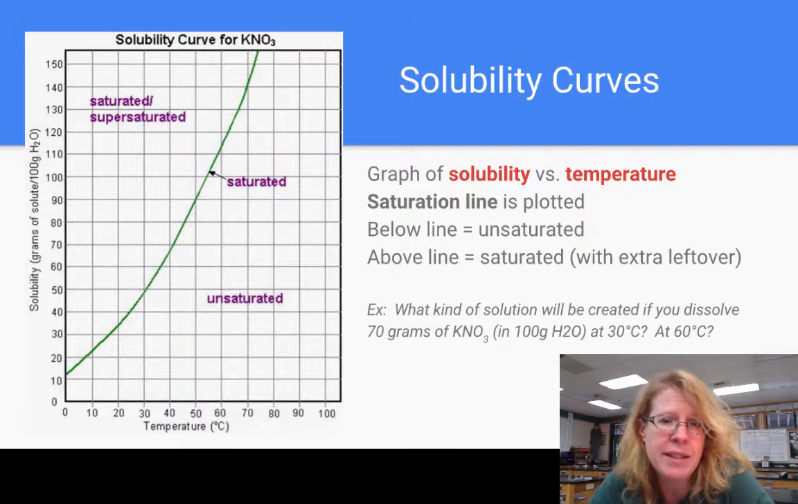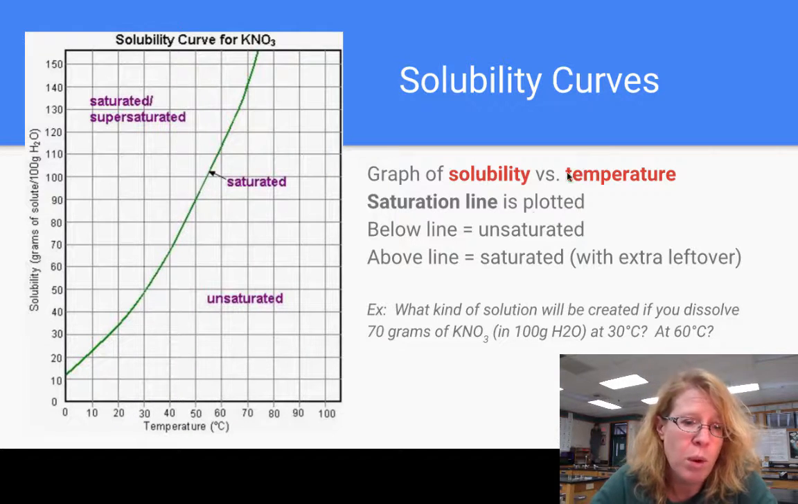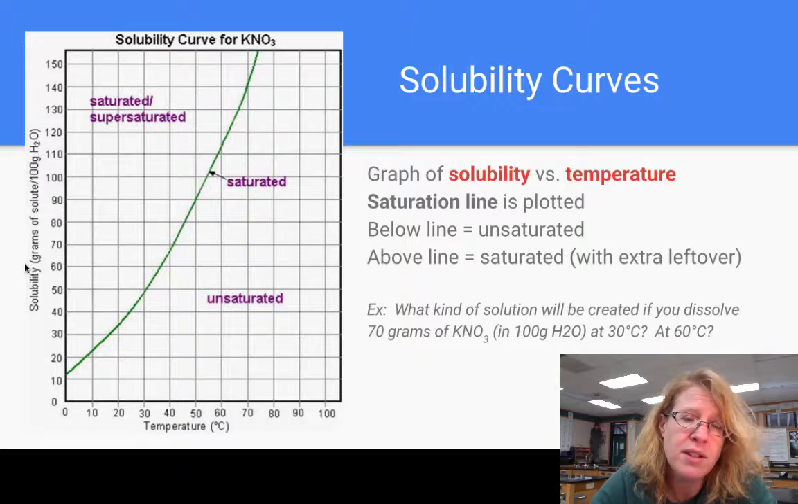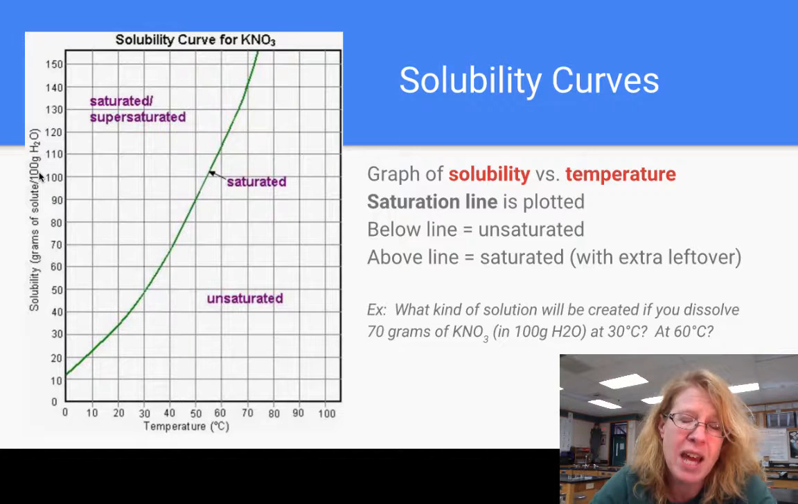So if you look at the axes really closely, you can see how this is read. Down at the bottom is temperature, and I'll mention this in a second. Over here on the side you have solubility. If you look at the units, it's how many grams of solute can dissolve per 100 grams of water. Again, we're going to use the same amount of water every single time. We can't just have a lot of water and a little water, so they standardize it to say out of 100 grams. And so you can read this line.